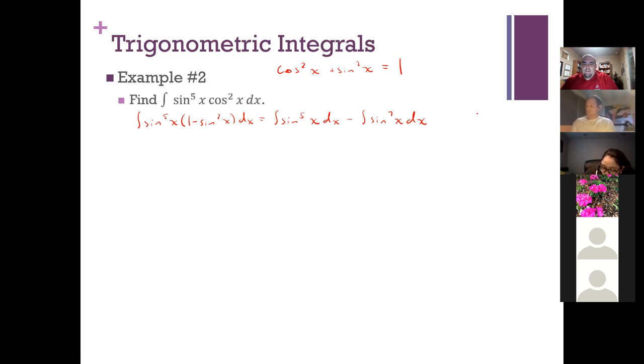What do we think? Are we any closer? So this one, we're going to run into the same place as we were at the start of the last example. I could try to say u is equal to sine of x, but then I'm not going to get my corresponding du term.